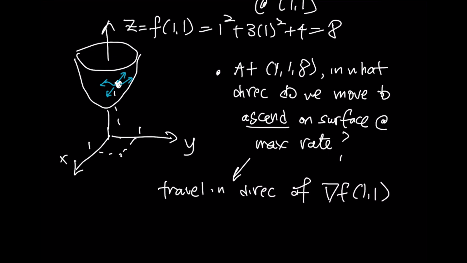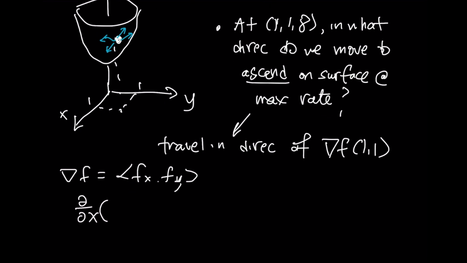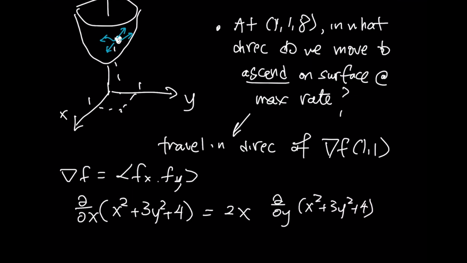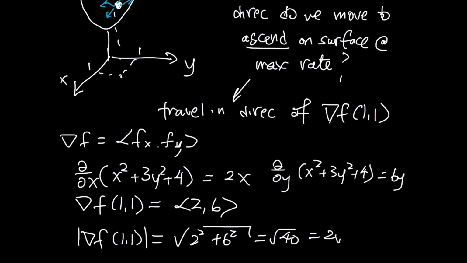So if you want to think about it here, the gradient is just given by the vector of partial derivatives of this function. So I need to calculate the partial derivatives of this expression. So this is going to give me a 2x, whereas the y partial derivative of this expression is going to give me a 6y. And so the gradient vector at the point 1, 1 is simply going to be the vector 2 and 6. The length of this gradient vector is the square root of 2 squared plus 6 squared, which is the square root of 40, which is going to give me 2 root 10.